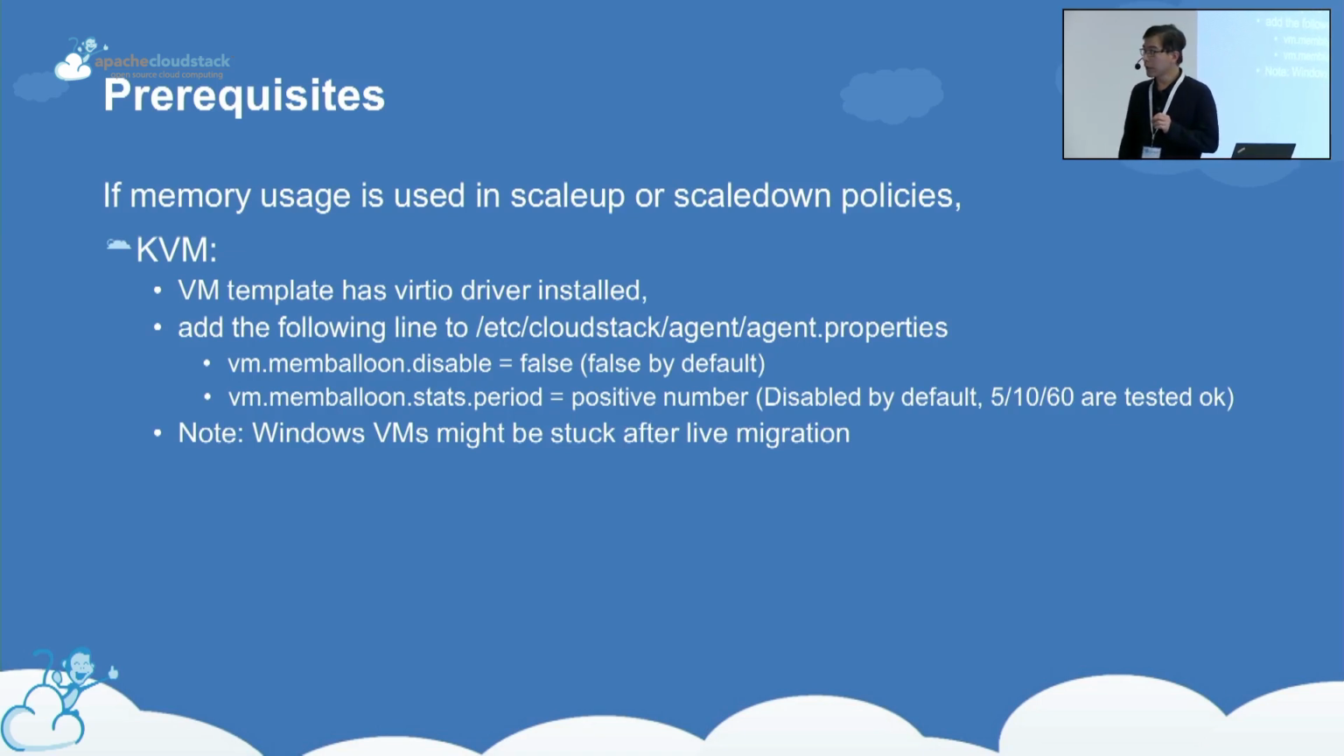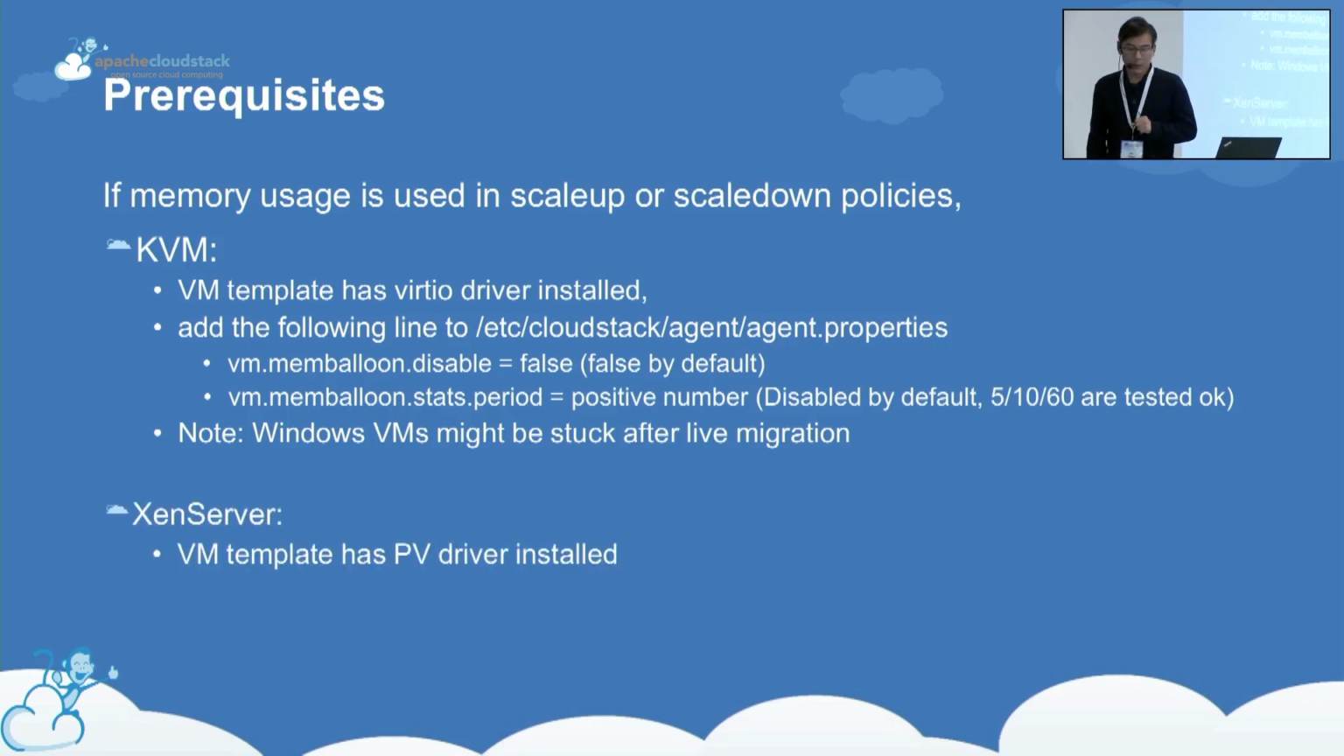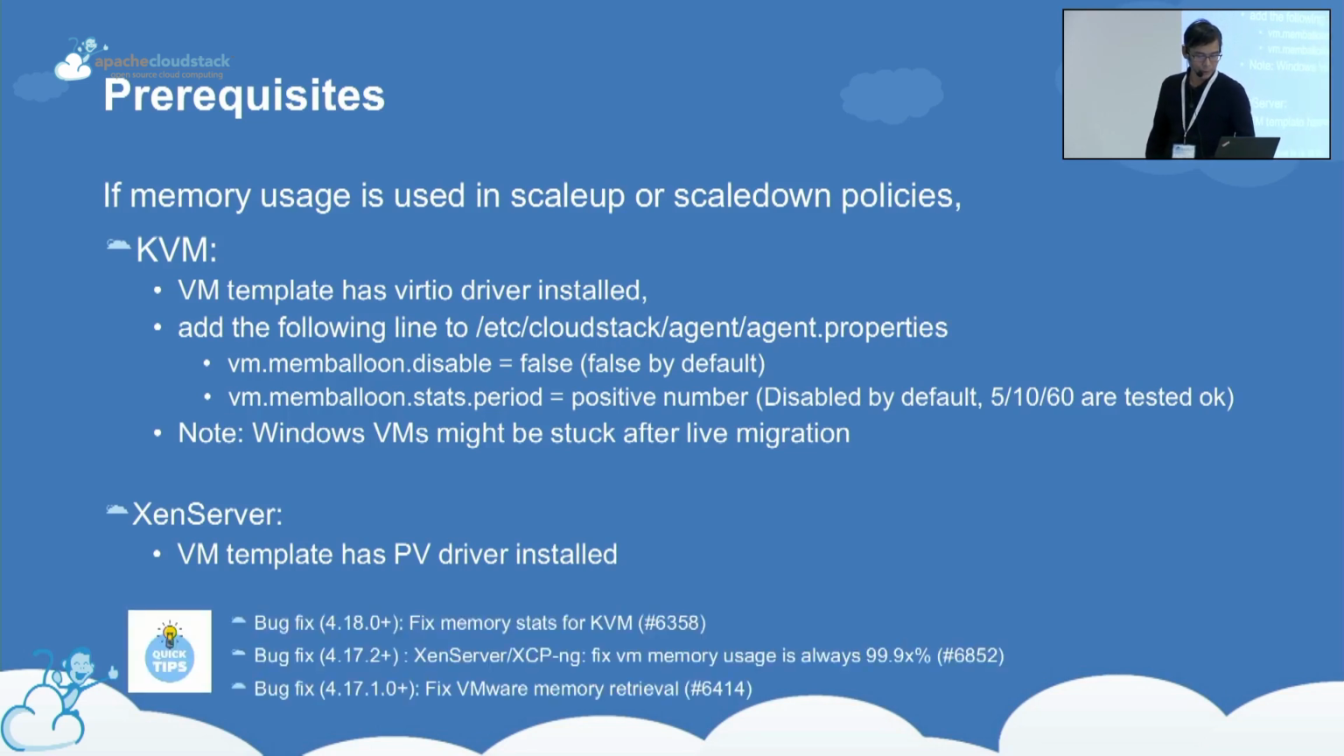If VM AutoScaling is enabled and also the statistics is enabled, there might be an issue that Windows VM might be stuck after live migration. For XenServer, the VM template must have the PV driver installed. If you want to backport this feature to your fork, you need to backport some commits to fix the memory statistics.